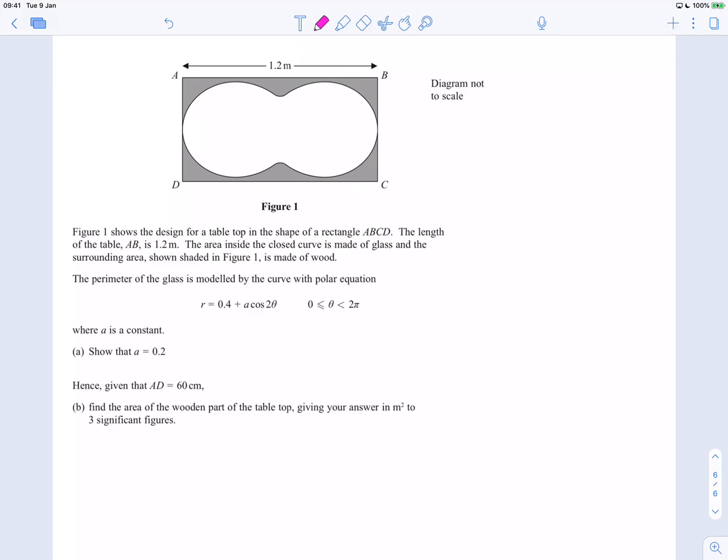Okay, figure 1 shows the design for a tabletop in the shape of the rectangle ABCD. The length of the table is 1.2, the area of the closed curve is made of glass, and the surrounding area shown in figure 1 is made of wood. The perimeter of the glass is modelled by the curve with the polar equation, where A is a constant. Show that A is 0.2.